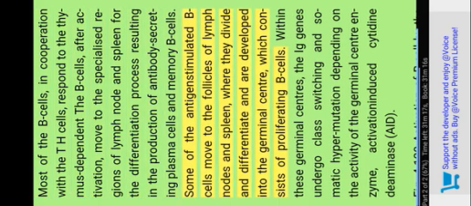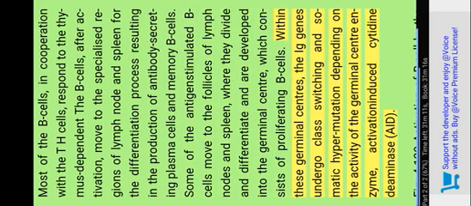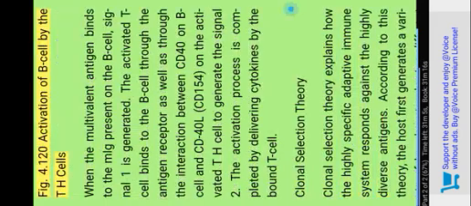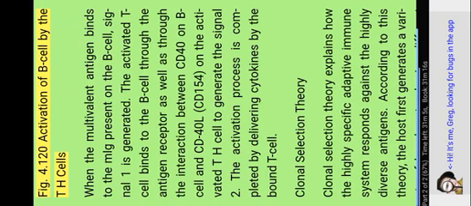Some of the antigen-stimulated B cells move to the follicles of lymph nodes and spleen, where they divide and differentiate and develop into the germinal center, which consists of proliferating B cells. Within these germinal centers, the Ig genes undergo class switching and somatic hypermutation depending on the activity of the germinal center enzyme, activation-induced cytidine deaminase. Figure 4.120: Activation of B cell by the TH cells.